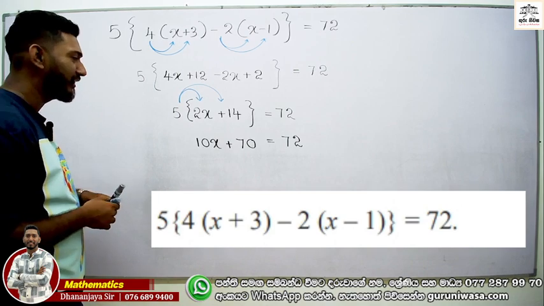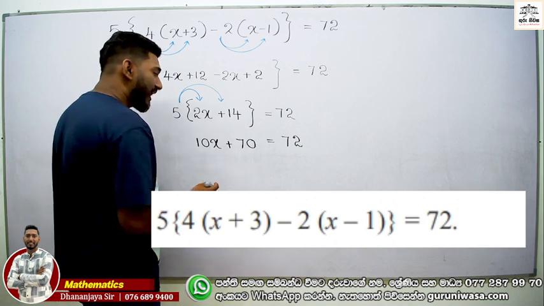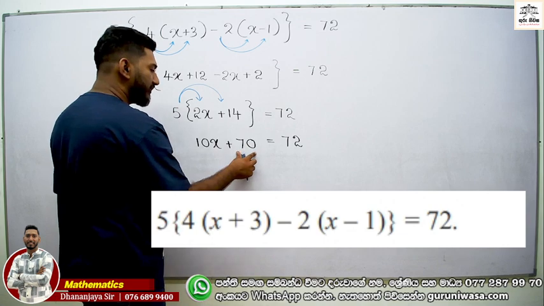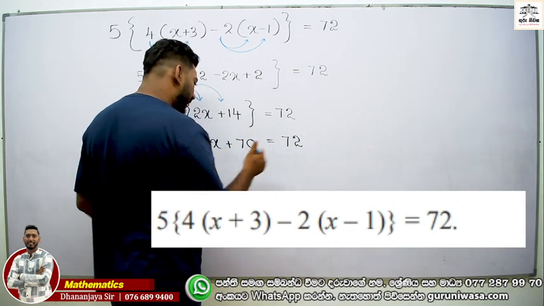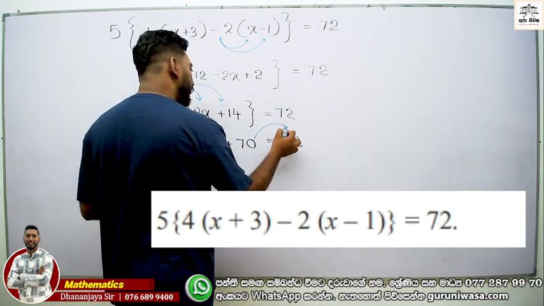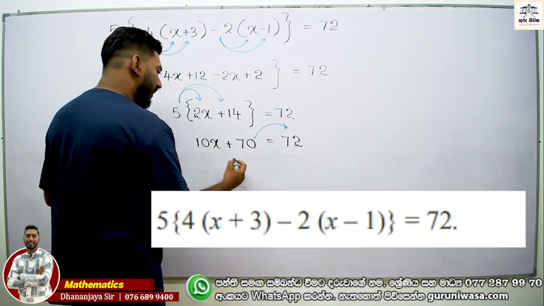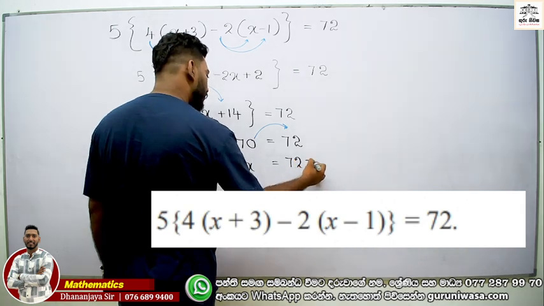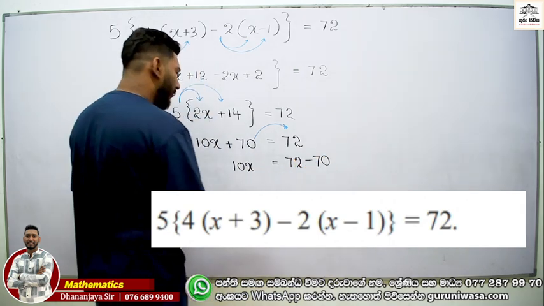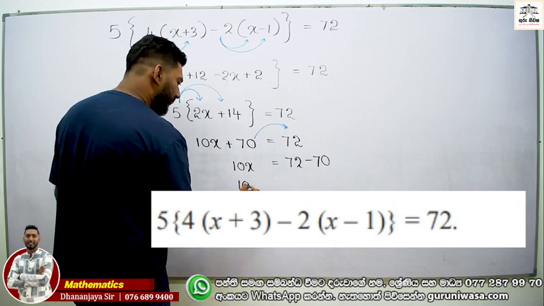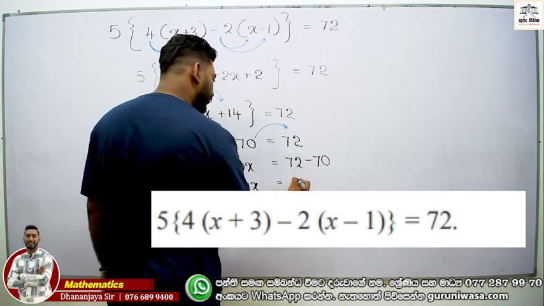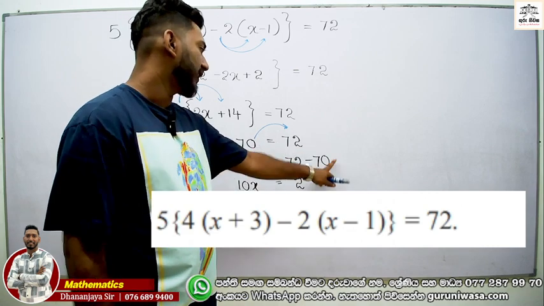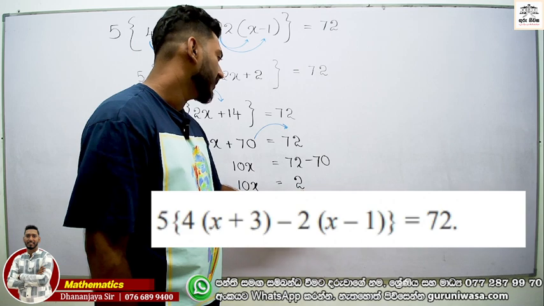We discussed this already in grade 8, and how to find the value for x. Firstly, you need to remove the plus 70. The plus 70 goes to the other side, so it should be a minus 70. Now you can write 10x equals 72 minus 70. Right? Now 10x equals 2, because 70 goes to the other side as minus, and 72 minus 70 is 2.